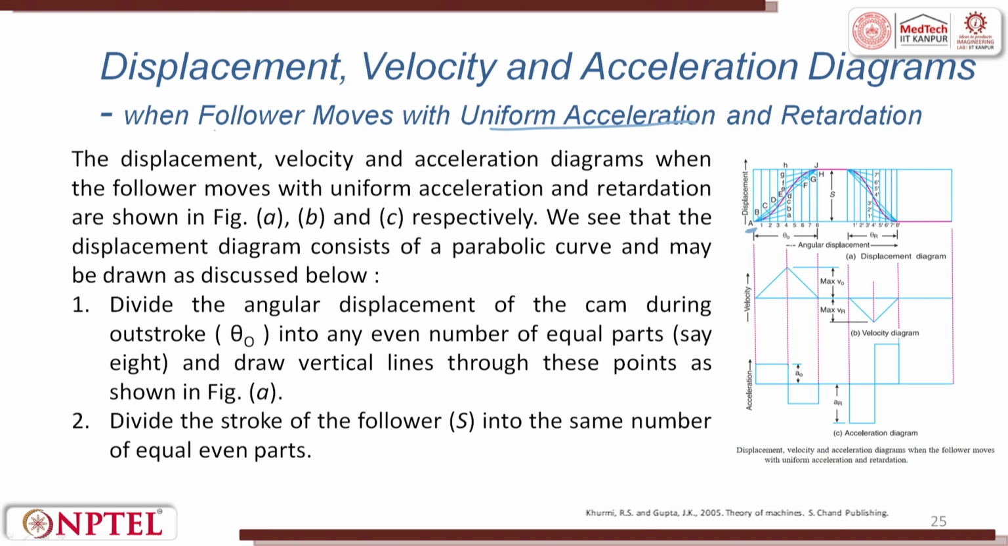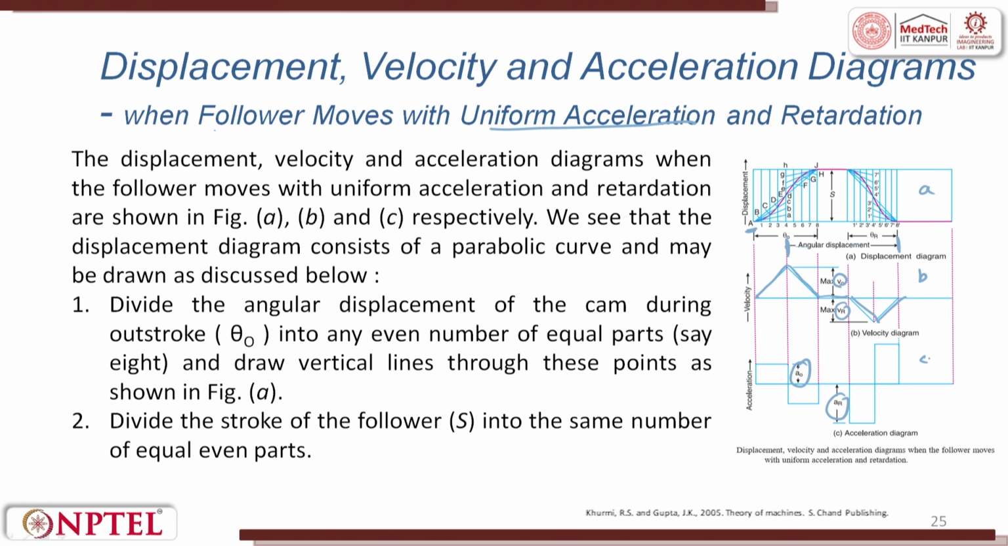Here it is the angular displacement we have, from the mid of this to the mid of this. When we differentiate, we get the velocity profile like a hill: a dwell, then a hill. This is the maximum V naught, VP, then the acceleration. The displacement, velocity and acceleration diagram, when the follower moves with uniform acceleration and deceleration, is shown here in figures A, B and C.